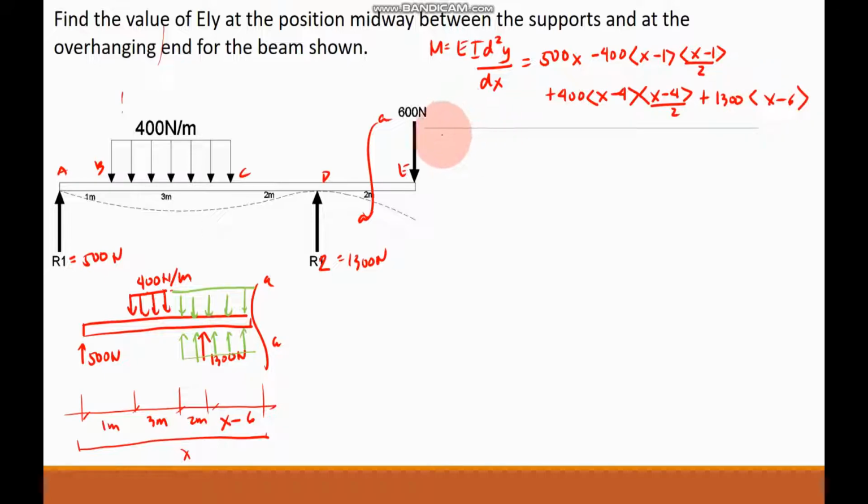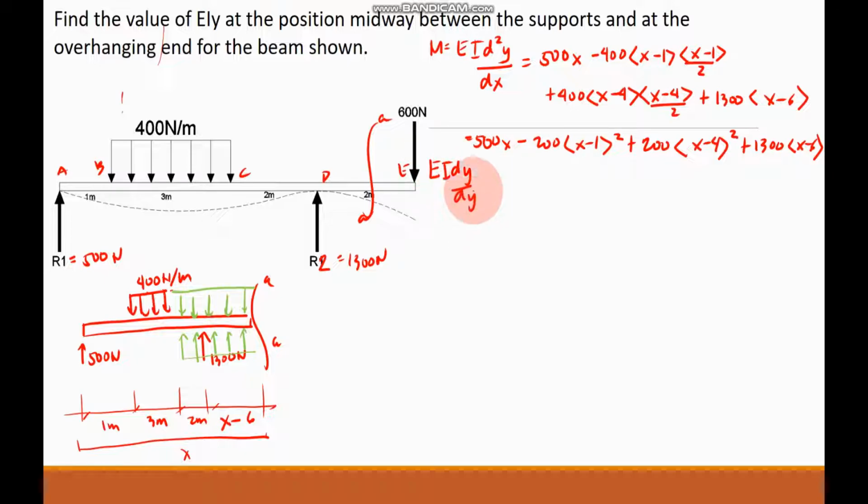So simplifying this further, we have 500x minus 200 of x minus 1 squared plus 200 of x minus 4 squared plus 1,300 of x minus 6. Yan. So this is now our moment equation. So integrating it once again, makukuha natin yung ating slope equation.